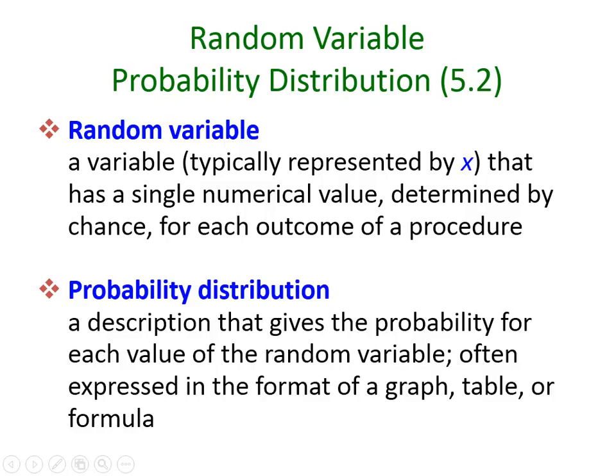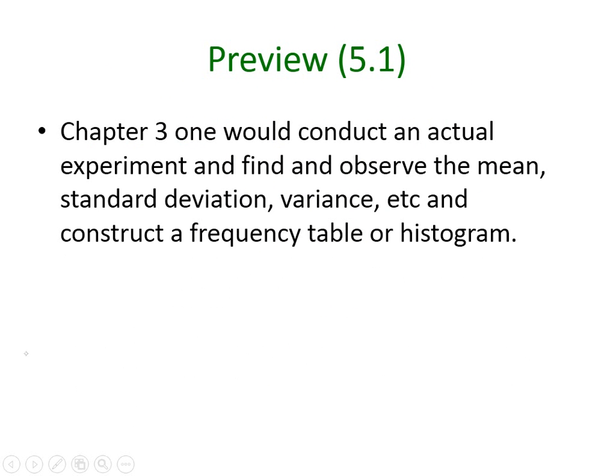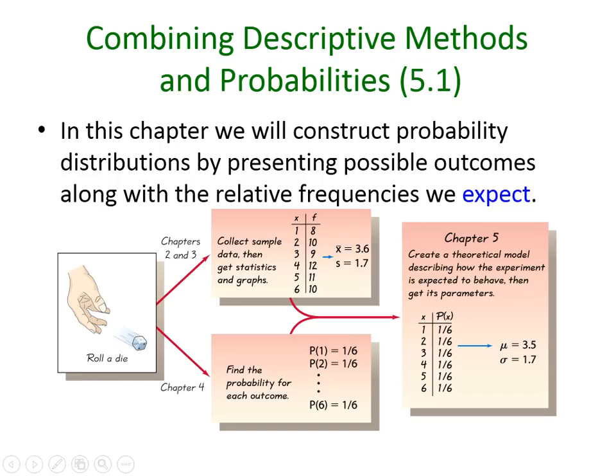A probability distribution is a description that gives the probability for each value of the random variable, often expressed in the format of a graph, table, or formula. This is what we're talking about with our probability distributions. The x, my random variable, was whether I rolled a 1, 2, 3, 4, 5, or 6, and the probability that each of these happens. The probability distribution organizes that information in a table.